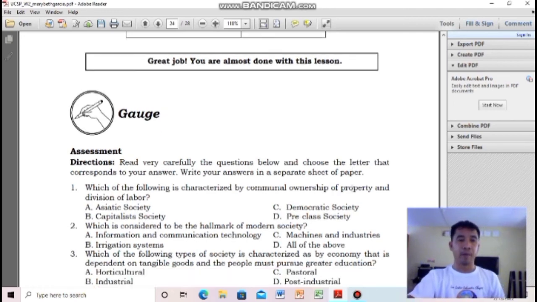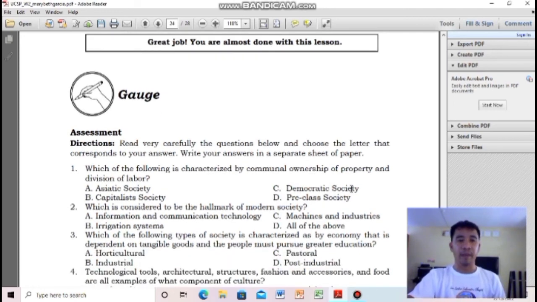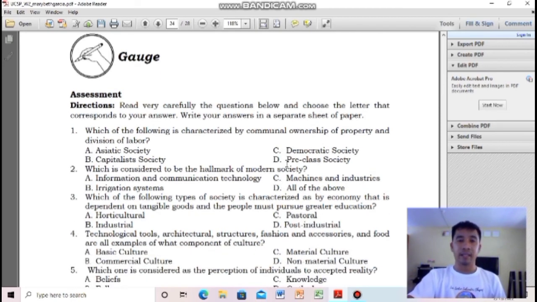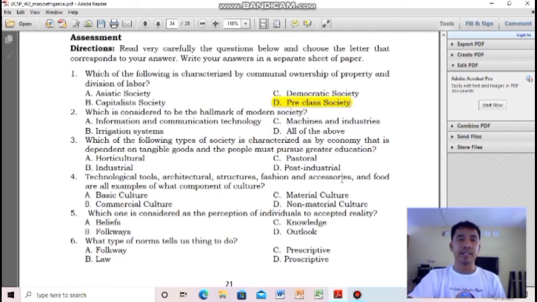Okay, for question number 1, which of the following is characterized by communal ownership of property and division of labor? Communal property and division of labor, it's letter D. The correct answer for this is letter D. It's pre-class society.